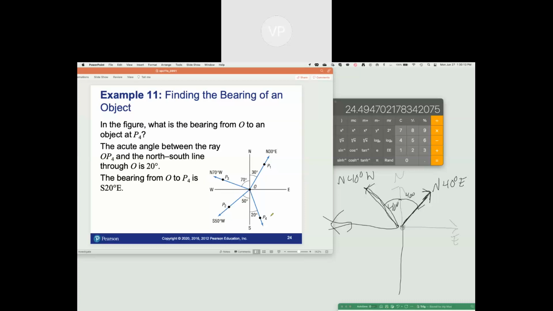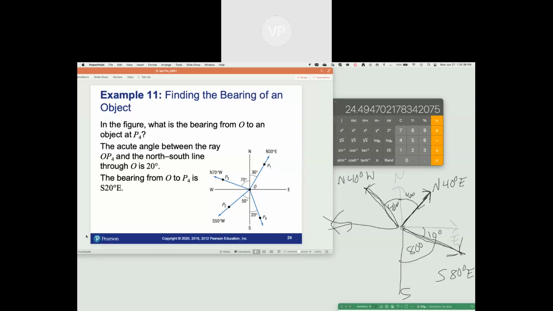So just like if I was to go, say, 10 degrees down this vector right here, it's technically south, and then you turn 80 degrees toward the east instead of east 10 degrees south. So that's south 80 degrees east.